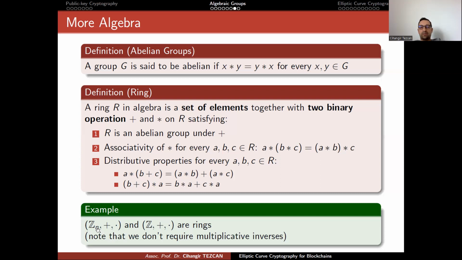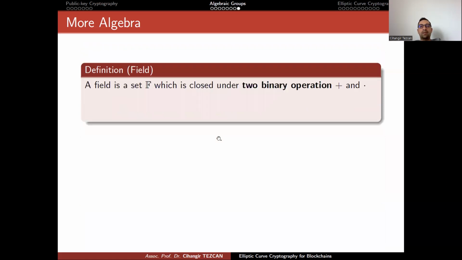Zn with addition and multiplication are rings, or just consider integers with addition and multiplication, they are rings. So note that I said Z with multiplication was not a group, yes. But here when I added the multiplication, it became a ring because we don't require multiplicative inverses for this star operation in this definition, okay? This is why this is a ring. But when you also impose that condition and ask for them to be a group both under addition and multiplication, this will lead us to another definition called a field.